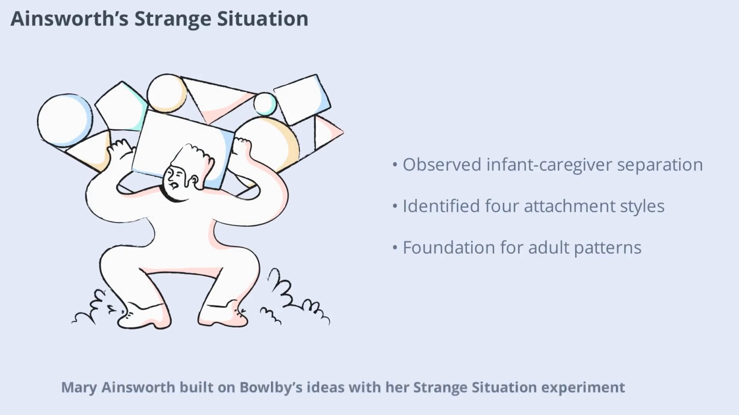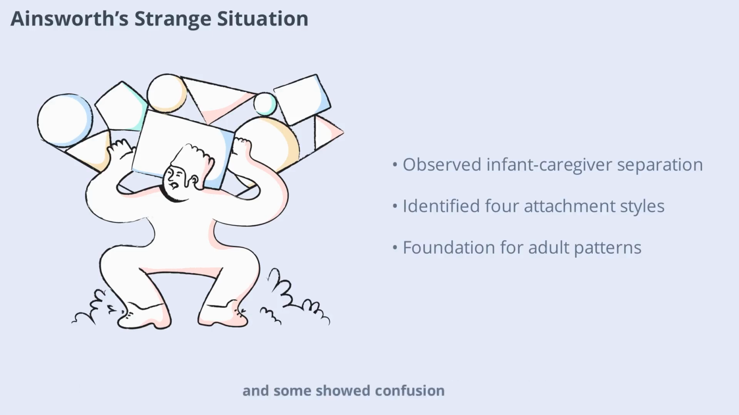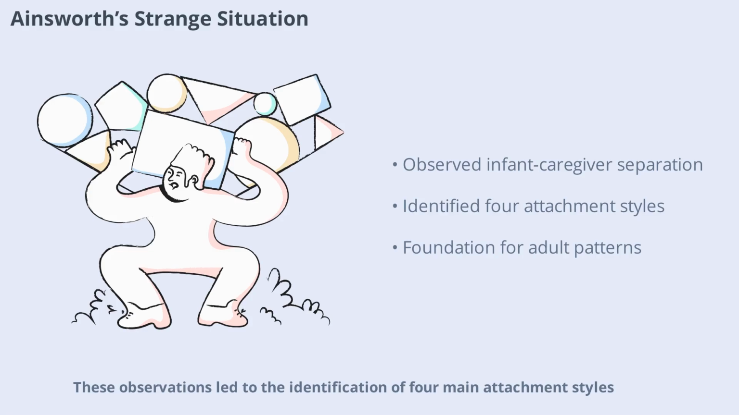Mary Ainsworth built on Bowlby's ideas with her strange situation experiment. In the study, she observed how infants reacted when briefly separated from their caregivers and then reunited. The experiment revealed distinct patterns in how children responded. Some sought comfort, others avoided contact, and some showed confusion. These observations led to the identification of four main attachment styles, each reflecting different caregiving experiences. Ainsworth's work provided a practical framework for understanding the diversity of attachment behaviors seen in both children and adults.